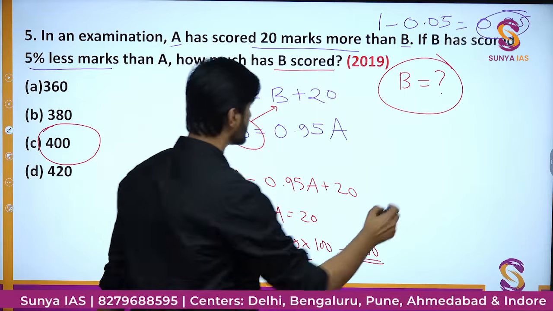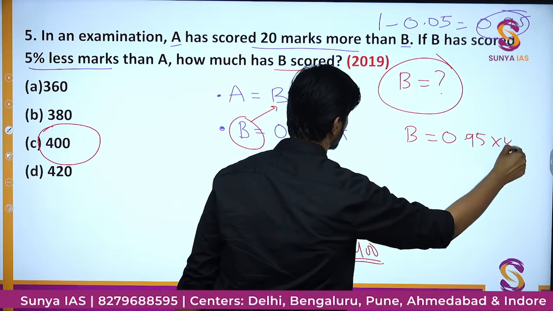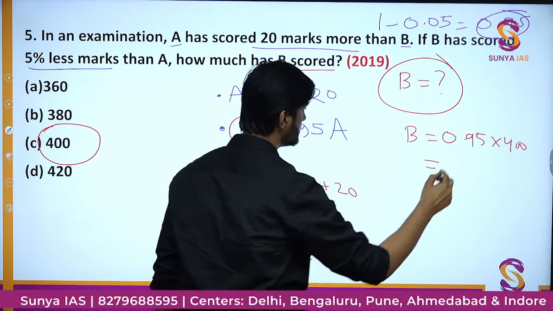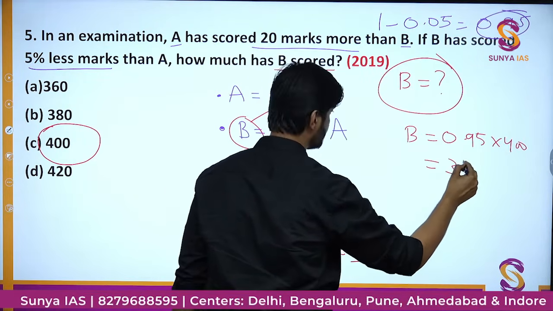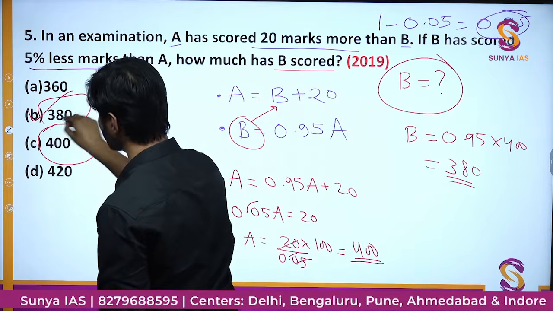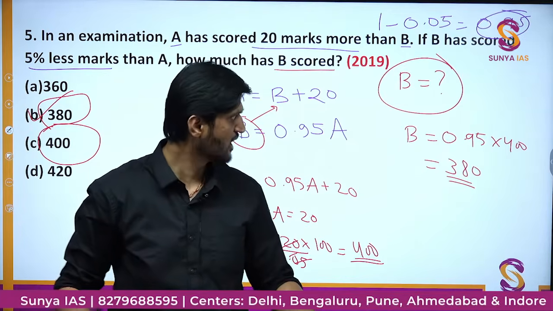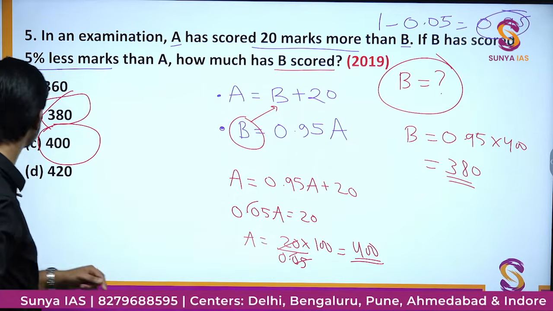Okay, so B would be nothing but 0.95 into 400. Get the value as 380. And therefore, option number B is going to be the correct option in this case. Okay, so this was one more question for you. Now, we'll move on to the next question.